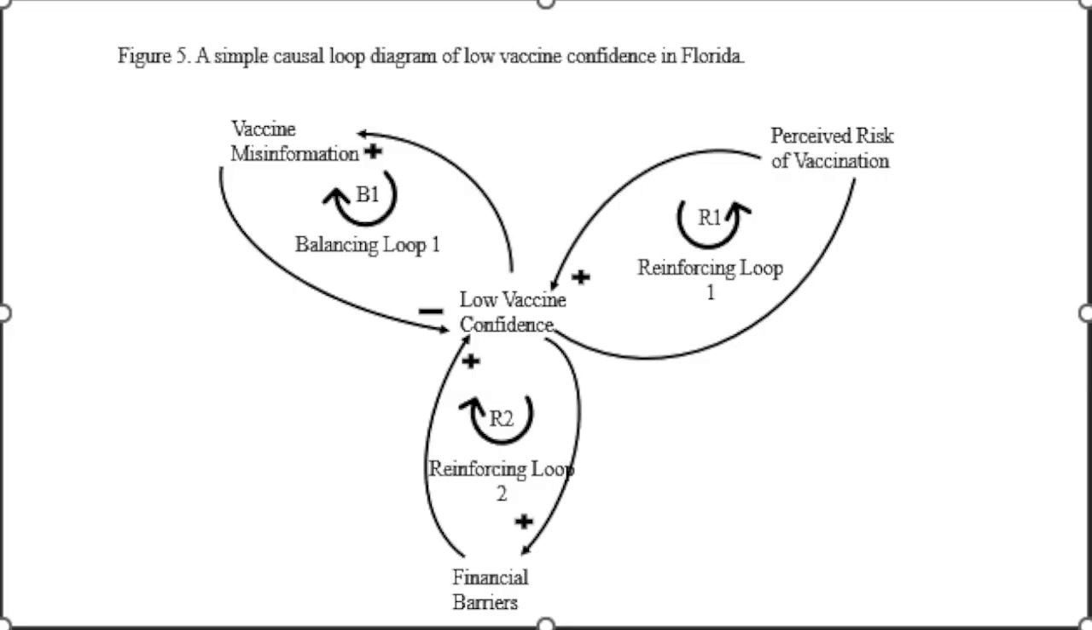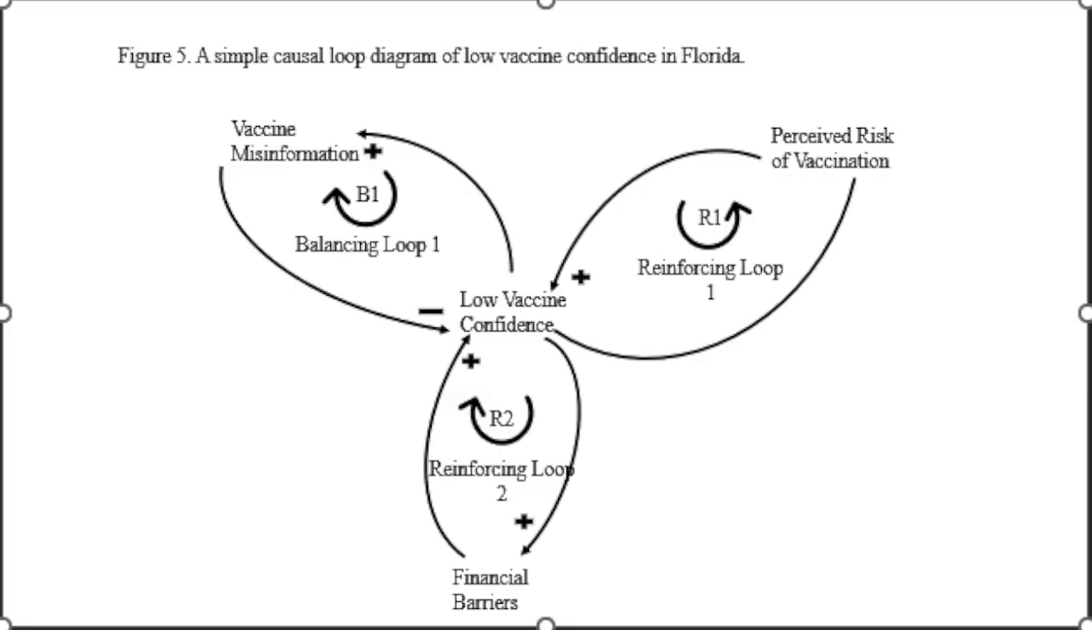Starting with the reinforcing loop, R1 on the right, this one connects low vaccine confidence to the perceived risk of vaccination. What we see here is a positive relationship, meaning they move in the same direction. When confidence in vaccines drops, people tend to see vaccines as riskier. Maybe they heard rumors, maybe they've seen headlines or something on social media, and then they don't trust the source. Whatever the reason, when people feel uncertain, the perceived risk goes up.